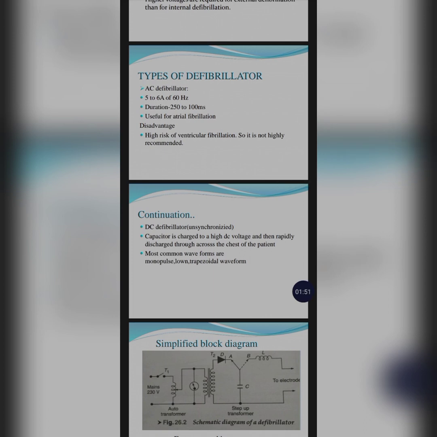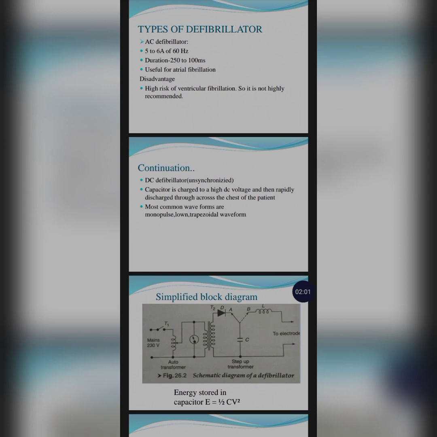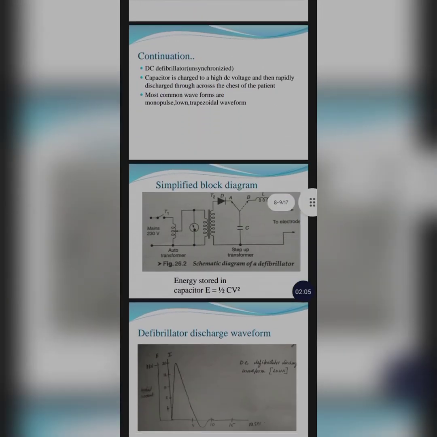DC defibrillator: capacitor is charged to high DC voltage and then rapidly discharged across the chest of the patient. Most common waveforms are monopulse, lown, trapezoidal waveform. Simplified block diagram. Energy stored in capacitor is equal to half CV square.